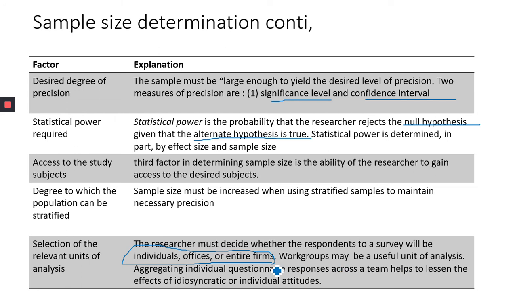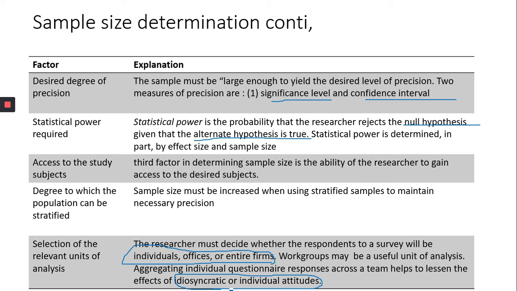It's true. Aggregating individual questionnaire responses across a team helps to lessen the effects of idiosyncratic or individual attitudes. You see, if you want to ask UNAM lecturers about a certain subject, say whether online classes is going well or not, don't ask one person and then say, okay, in general at UNAM, lecturers feel this. That is not correct. One lecturer cannot represent all the lecturers, even though they belong to the same group.